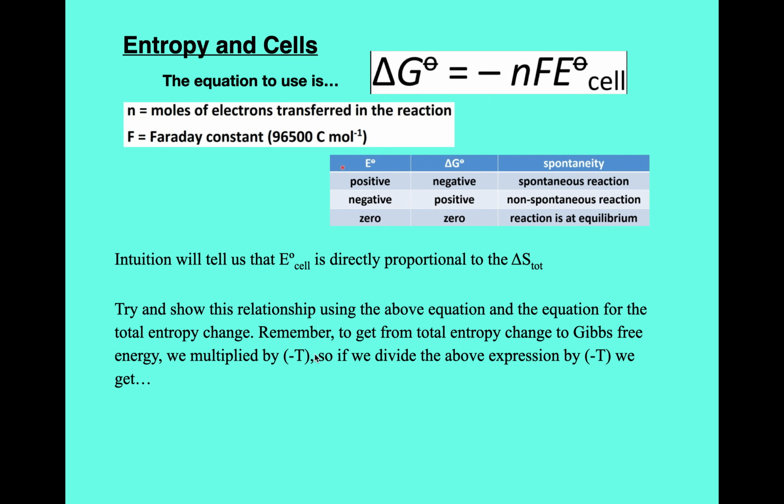Okay, so if we've got this relationship up here, we also know, thinking about entropy, total entropy, when we went from total entropy to Gibbs free energy, we multiplied by minus T. So to go back, we would have to divide the above expression by minus T. Now, if you're stuck with that, go back to your work on entropy that we did. So we get delta S tot is nFE over T. And this clearly shows us that the total entropy change in a reaction is proportional to E cell. The bigger the E cell, the bigger the entropy change, and vice versa.